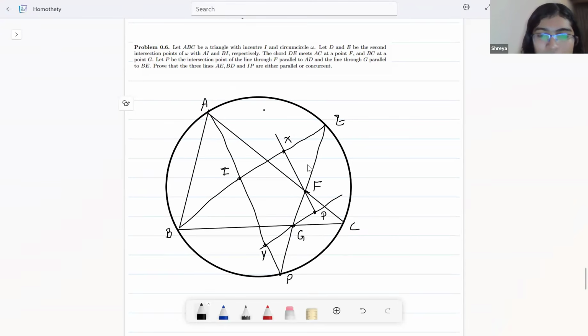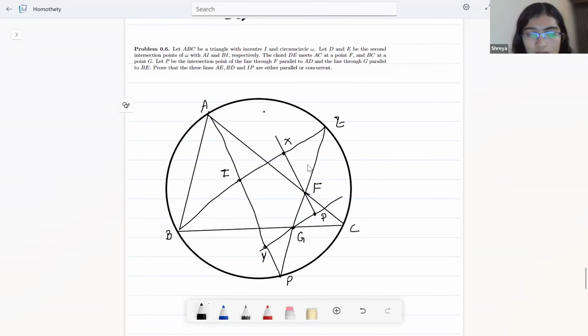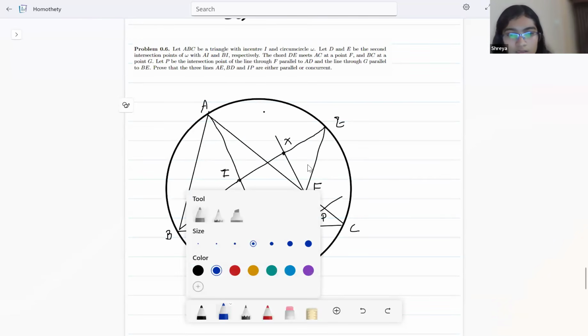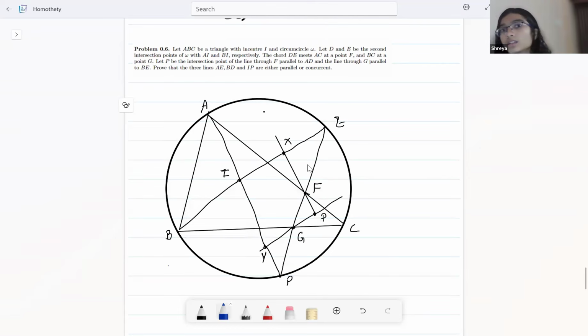Okay. So what do you guys want? Yeah, probably let's just do some basic angle chasing things first. So this is not a pure homothety problem. It's just a bit of homothety and a lot of angle chase and POP and synthetic stuff. Okay, so you have this.